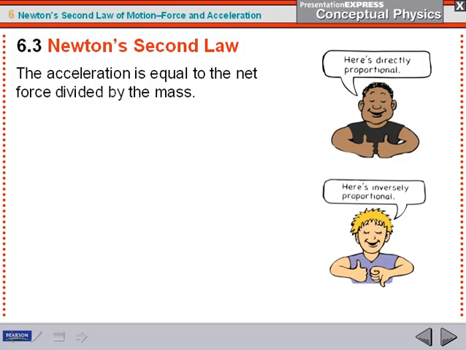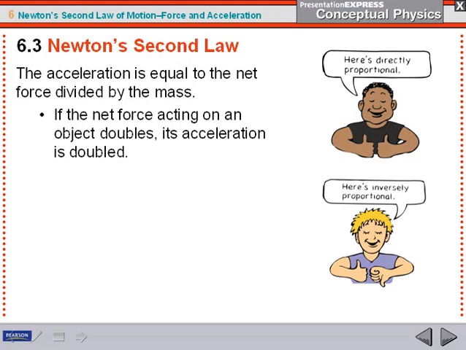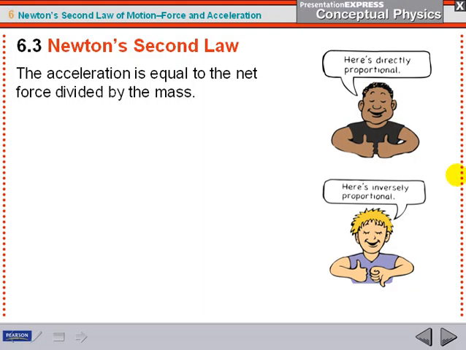So let's look at what directly proportional and inversely proportional mean. This is a good picture right here. Directly proportional means if one goes up, the other goes up along with it, and he's representing that by the two thumbs going up. Inversely proportional means if one goes up, the other goes down, and that's represented by one thumb up and one thumb down.